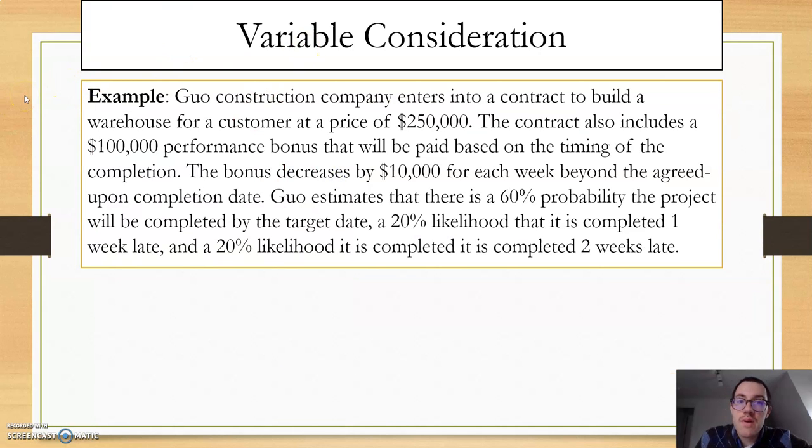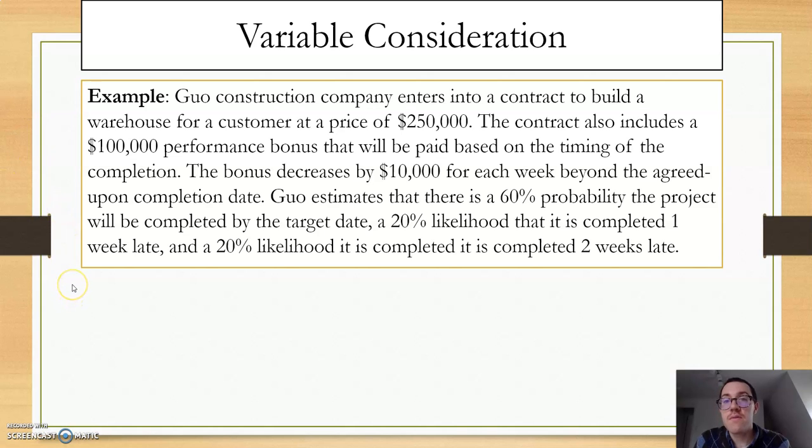Okay, so Guo Construction Company enters into a contract to build a warehouse for a customer for $250,000. The contract also includes a $100,000 performance bonus that's going to be paid based on the timing of completion. So basically, they're going to get the whole bonus if they finish on time, but the bonus decreases by $10,000 for each week beyond the agreed upon completion date. It's pretty strong motivation right there. Guo estimates there's a 60% probability the project will be completed by the target date, a 20% likelihood that they're going to be done 1 week late, and another 20% chance they'll finish 2 weeks late.